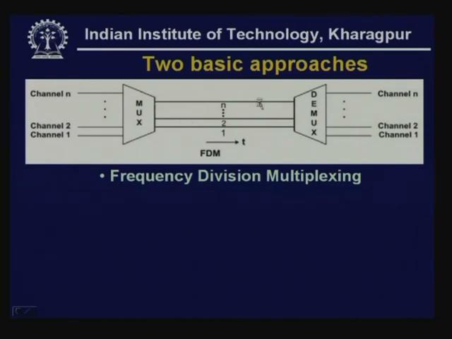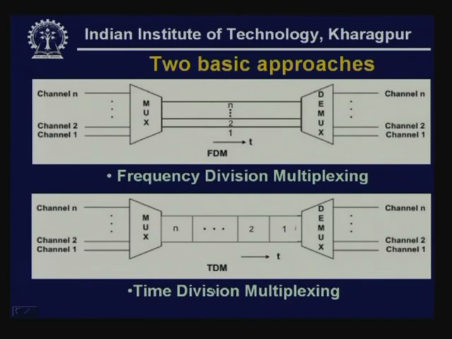The second one is time division multiplexing. Here the approach is a little different. In the previous case all the signals were sent simultaneously, but here it is not so. As you see, the signals are coming from different channels, and what is being done is that time is divided into slots, and in slot 1 the signal from channel 1 is sent, in slot 2 the signal from channel 2 is sent, in slot 3 the signal from channel 3 is sent, and in slot n the signal from channel n is sent.